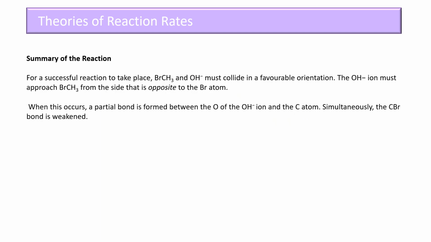So, the summary of the reaction: for a successful reaction to take place, BrCH3 and OH- must collide in a favorable orientation. The OH- ion must approach BrCH3 from the side that's opposite to the Br atom. When this occurs, a partial bond is formed between the O of the OH- ion and the C atom. Simultaneously, the C-Br bond is weakened.